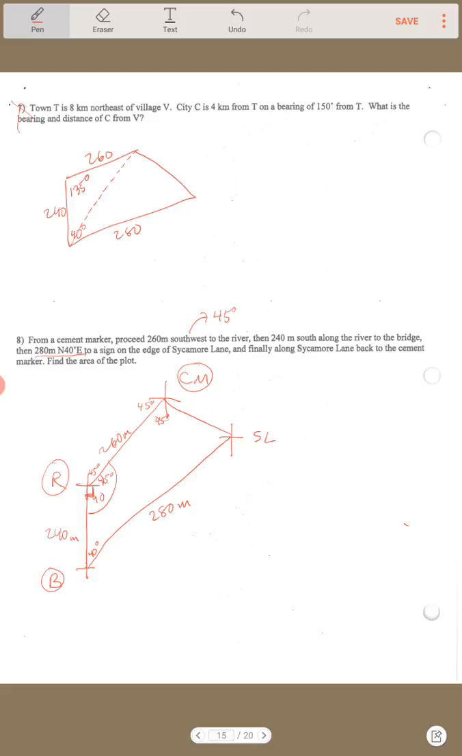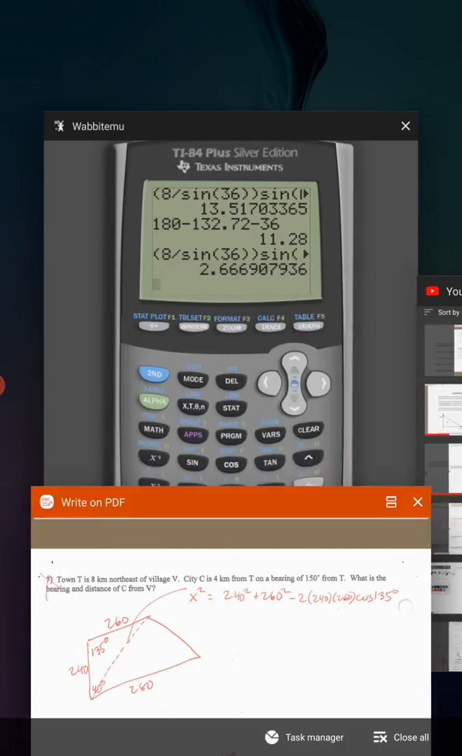Okay, so let's go ahead and get started. We're going to first find this side. We're going to do law of cosines. So x squared is equal to 240 squared plus 260 squared minus 2 times 240 times 260 times cosine of 135 degrees. All right, let's go ahead and enter that in our calculator.